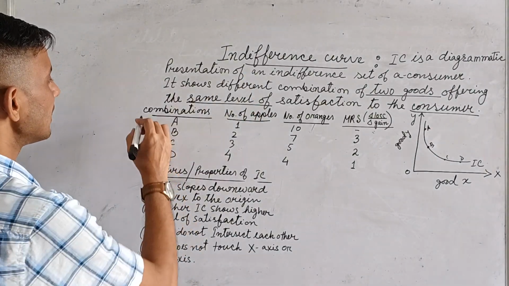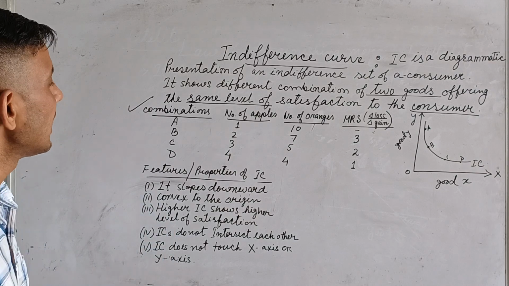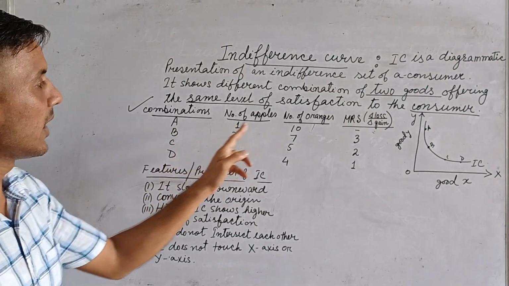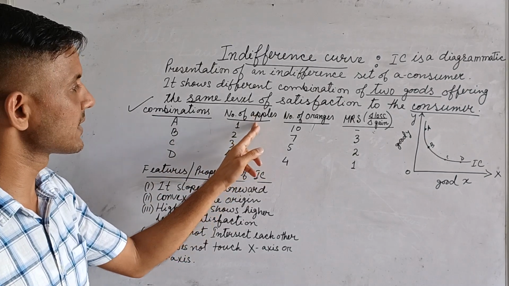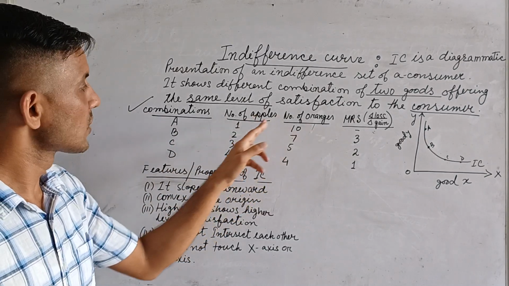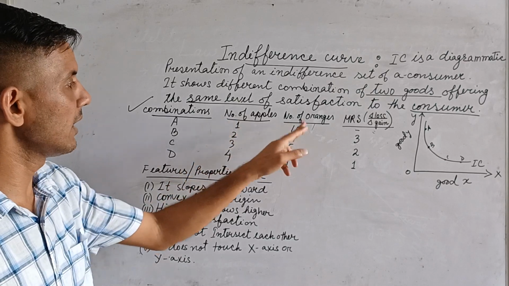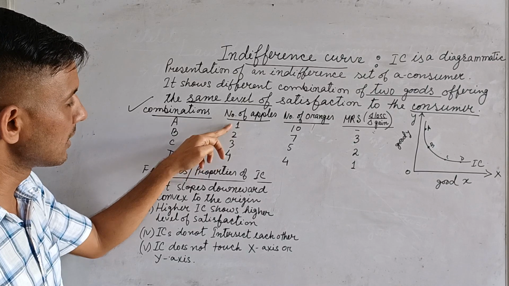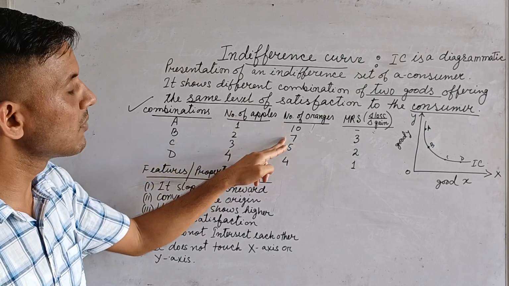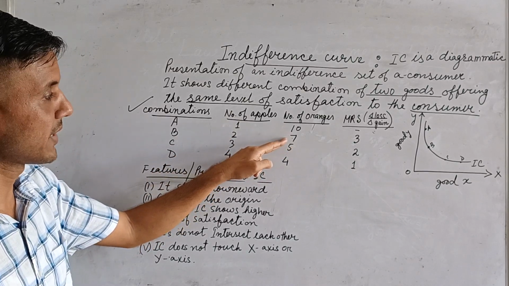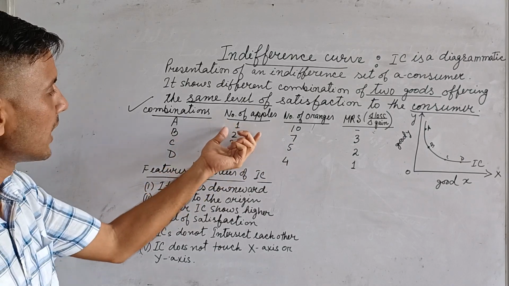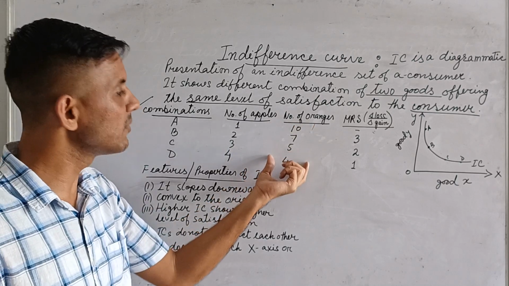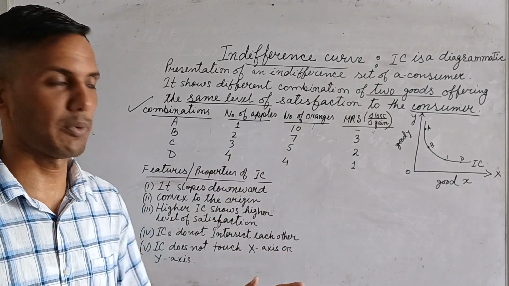So for example, see this table. Suppose there are four combinations. I have assumed A, B, C, D. Here there are two commodities, two goods: one is apple and one is orange. If you want to consume more apples, then you have to give up the consumption of orange. So what you have seen is, if you want to increase the consumption of one product, you have to give up the consumption of another product.